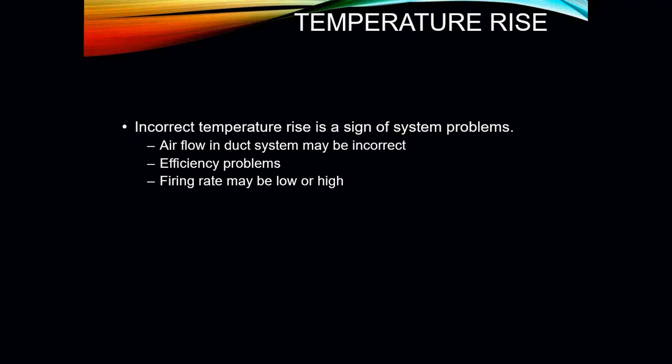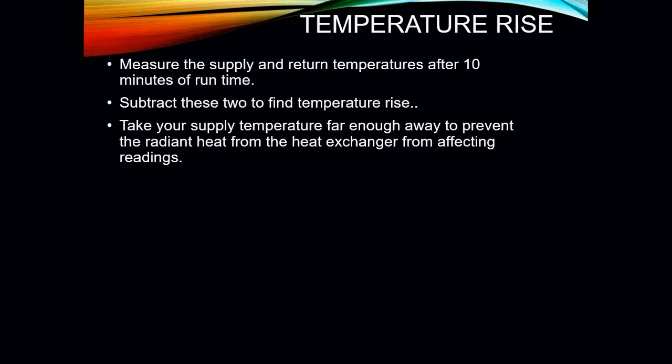Okay, incorrect temperature rise is a symptom of problems. The airflow in the duct system may not be correct. You may have an efficiency problem, maybe underfiring or maybe overfiring. Okay, the firing rates are going to be a big factor in what is causing our furnace to not be firing within the proper range.